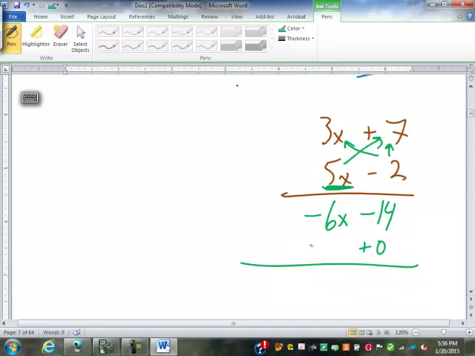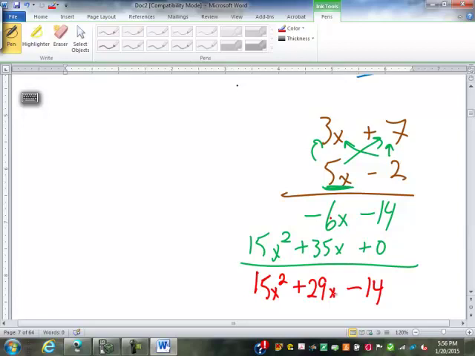5x times 7? 35x. Positive 35x. 5x times 3x? 15x squared. And now you can see, just like with whole numbers, we can combine the columns, combine the things with the same place values. It's a negative 14, negative 6, and 35 is a positive 29x and 15x squared.